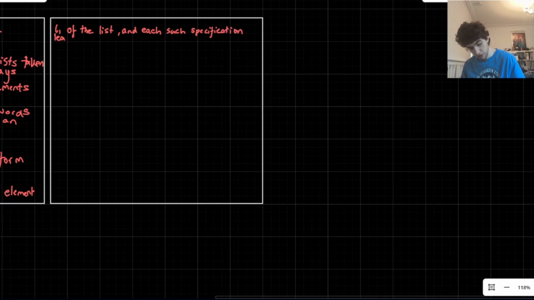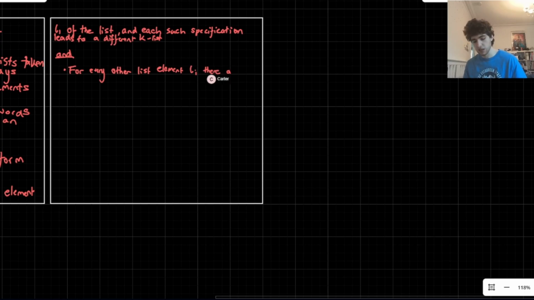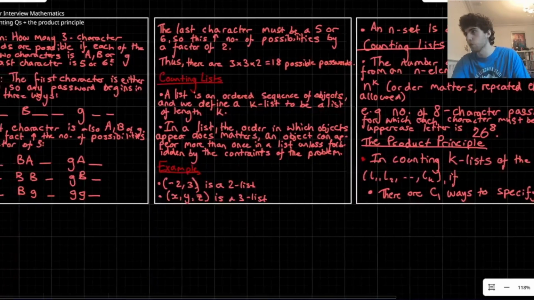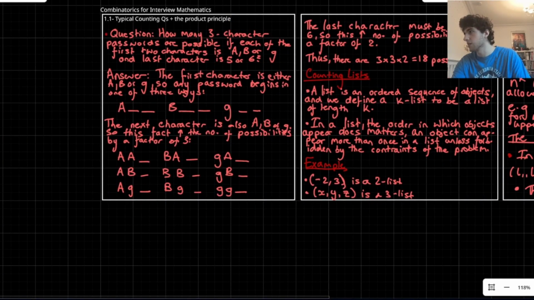Leads to a different k list. Okay, so if that's the case, and this other thing is the case, so for every other list element L subscript I, so for every other character in your list, if it's also true that for every other character there are some number of ways, we'll call it C subscript I, it doesn't need to be the same as C1, right? Like for example, in our password from before, obviously there were 3 ways to choose the first character, but effectively only 2 choices for the third character, right? Because we can only choose the numbers 5 or 6.